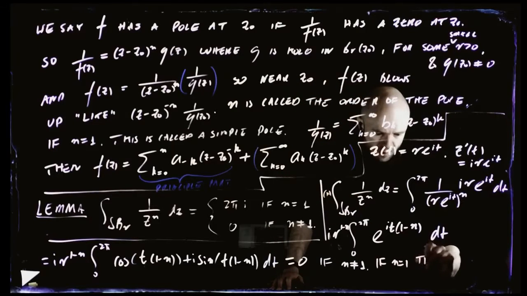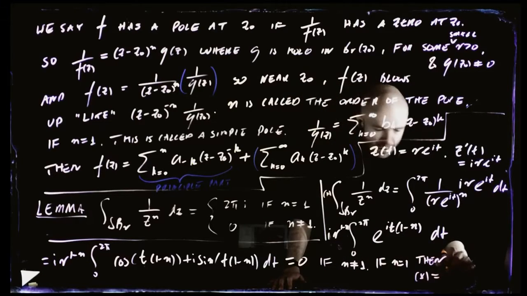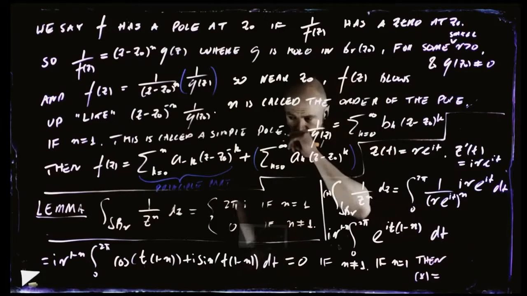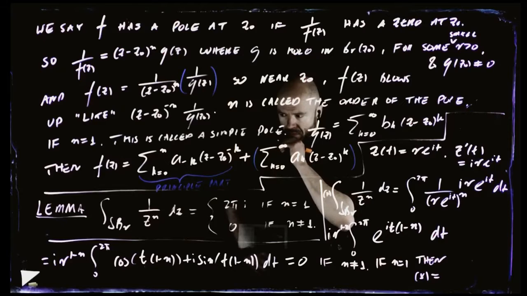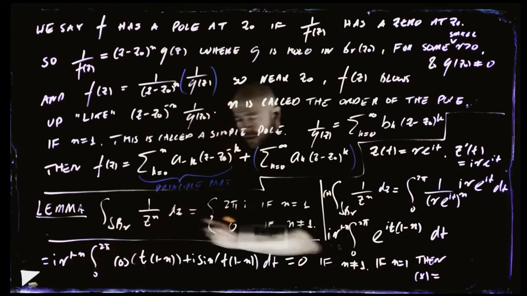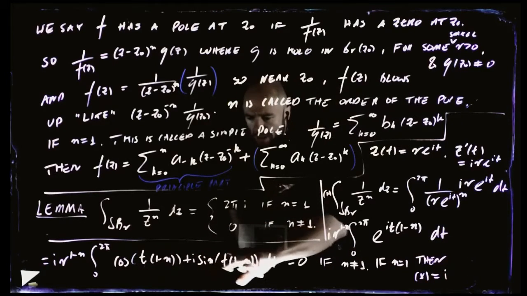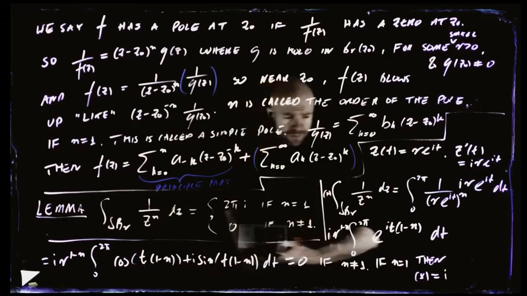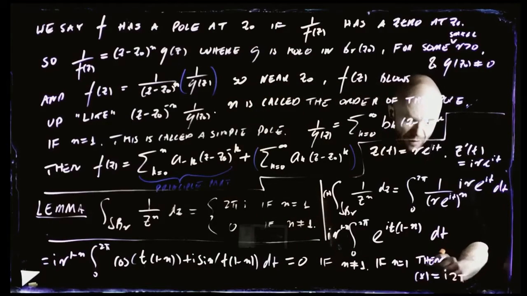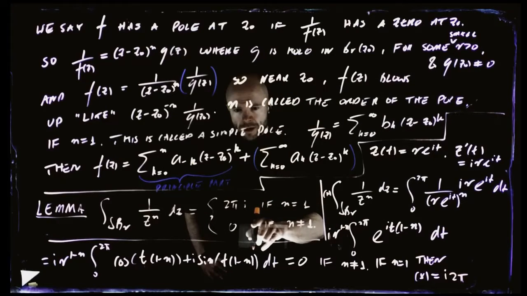Then what is star? Well, this part here is just going to be i times r to the 0, so it's just going to be i. And then this thing here is just 1, and then plus 0 times i. So it's just 2 pi i, and that's it. So that's our claim right here.